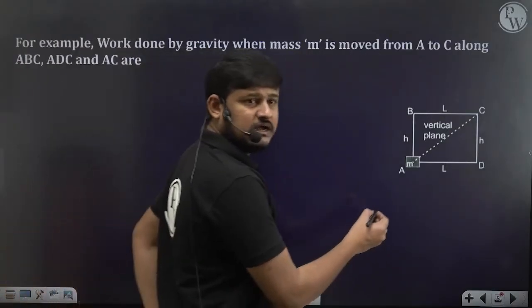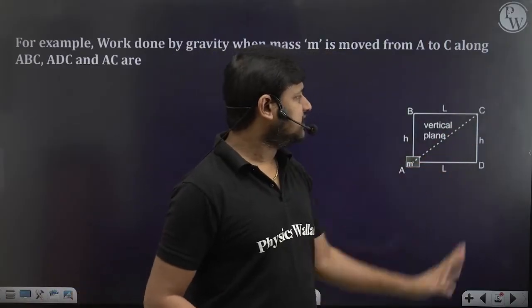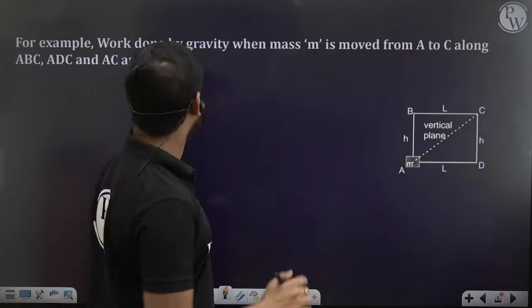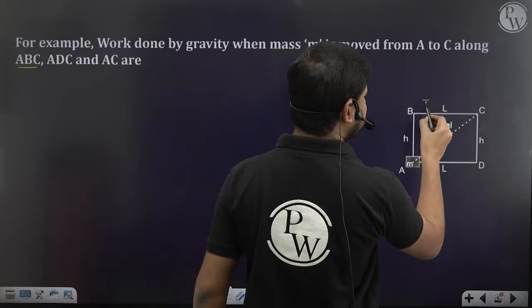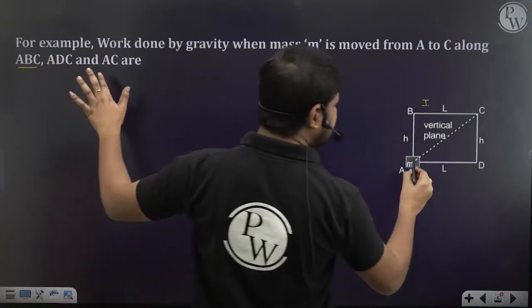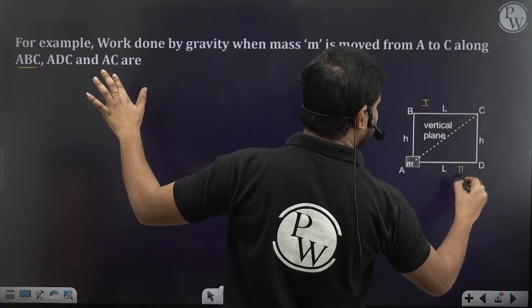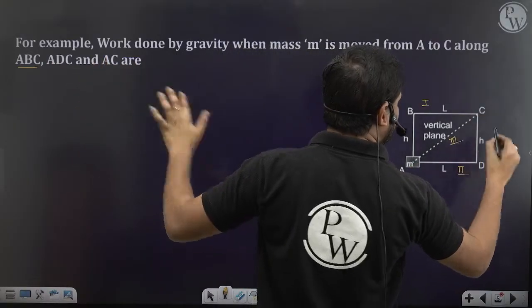So here is a block of mass m. It is moved from A to C, but I am taking different paths. First along ABC, from here to here and then here to here. Then along ADC, so this is the work done in path 2, and along AC directly from here to here. Let it be the work done in path 3.